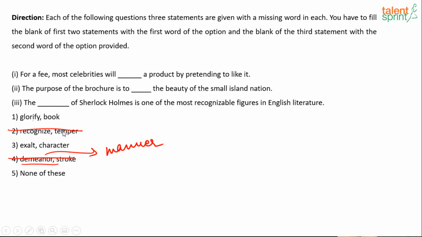Okay, let's look at the third one. The dash of Sherlock Holmes is one of the most recognizable figure in English literature. Sherlock Holmes, if you do not know, is a character, right? So something of Sherlock Holmes, the character of Sherlock Holmes is one of the most recognizable figure in English literature, and yes, it is one of the most recognized figure in English literature. Very recognized. So it will be answer number 3.